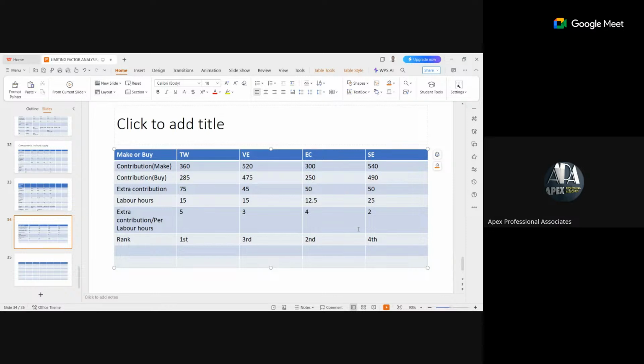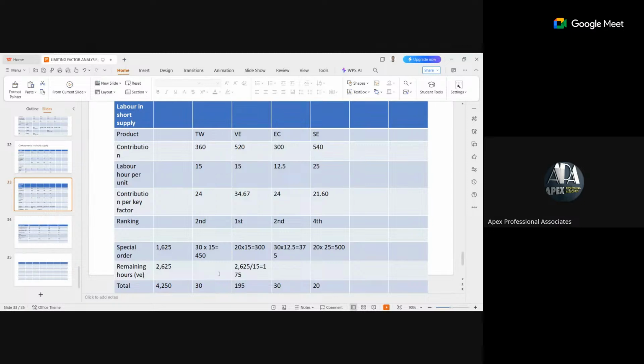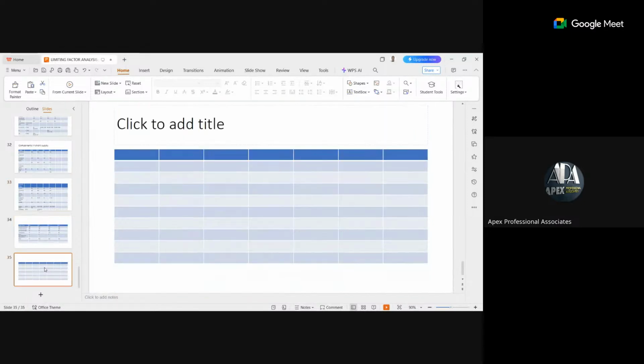So what next now? We have to produce. Allocate. We have to produce still using the same approach here. We'll consider the special order first. So when you consider the special order, let me just show it.